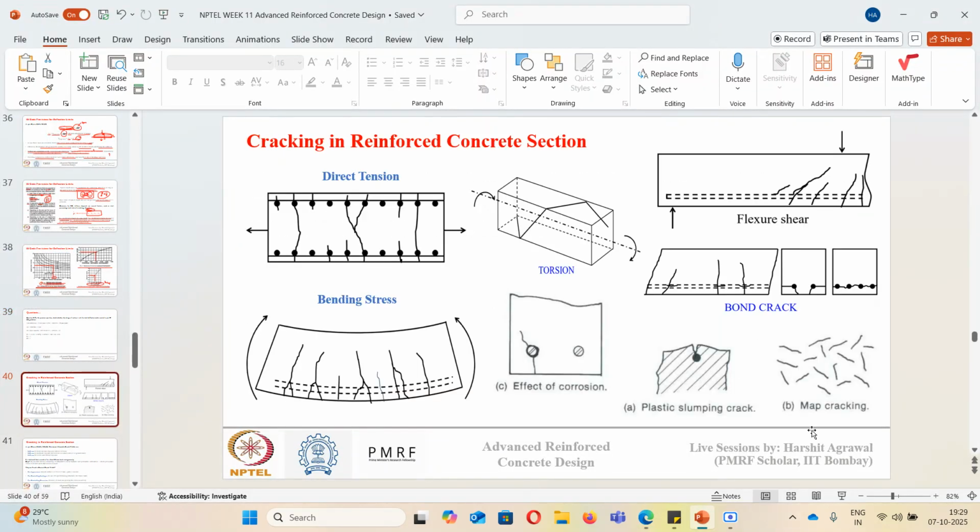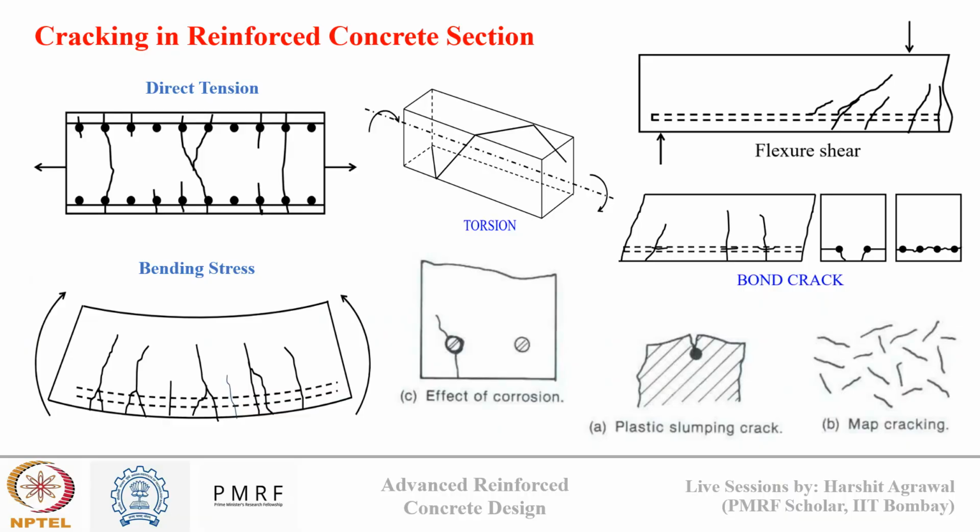Okay, so let's see about cracking now. The second part of serviceability limit control is cracking in reinforced concrete. Cracking in reinforced concrete can occur due to several reasons. There can be cracking due to direct tension. There can be cracking of a reinforced concrete beam under flexural loading in the tension zone.